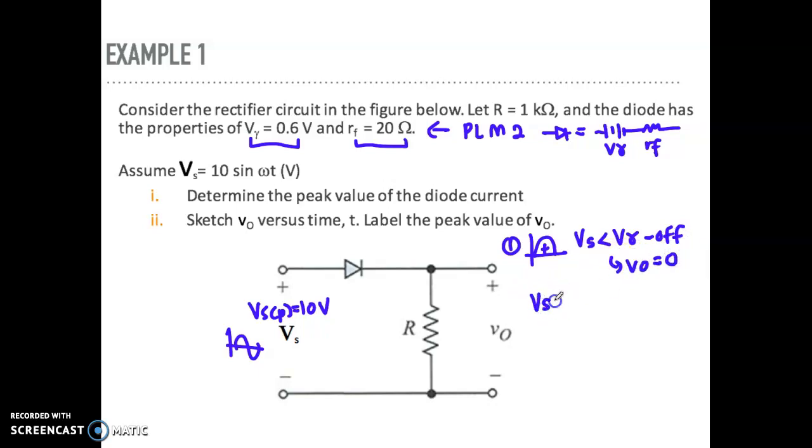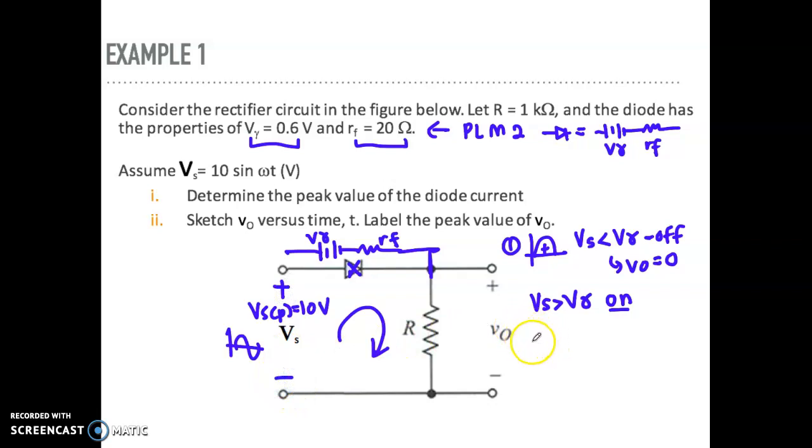Second condition, when Vs is more than V gamma, means it is now become 0.7 or 0.8 or more, your diode will start to turn on. So when your diode starts to turn on, you need to replace your diode with what we call V gamma in series with RF. So the two elements here is actually your diode. So what you need to do now, you just do the cycle. So just now at the positive cycle, you make it here plus and minus.